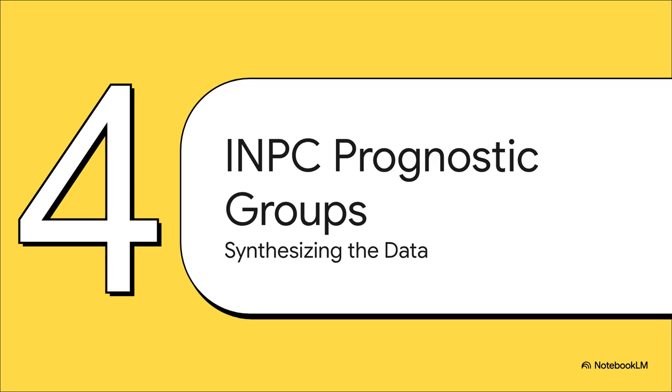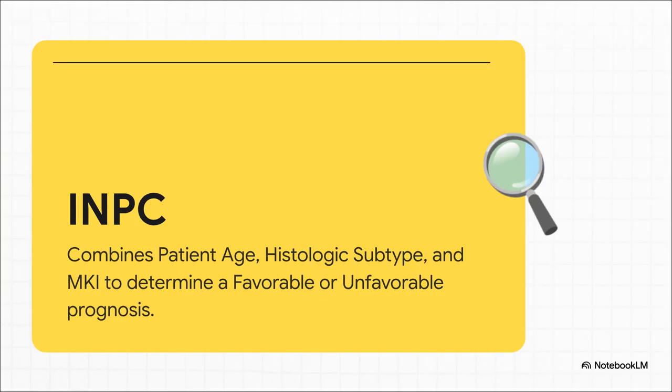Okay, this brings us to the grand finale of our histology workup, Section 4. This is where we take all the pieces of the puzzle we've collected, the patient's age, the histologic type, and that MKI we just calculated, and we put it all together. We use the International Neuroblastoma Pathology Classification, the INPC, to assign a final prognostic group. You can really just think of the INPC as an algorithm. It's got 3 inputs: patient age, the histologic subtype, and the MKI category. You plug those 3 things in, and it spits out one of 2 answers. And these answers have massive clinical weight, either favorable histology or unfavorable histology.